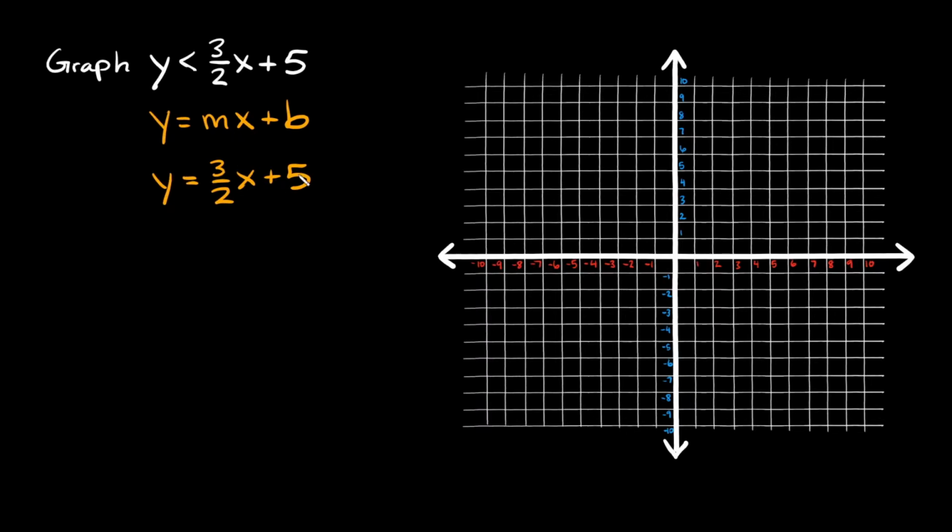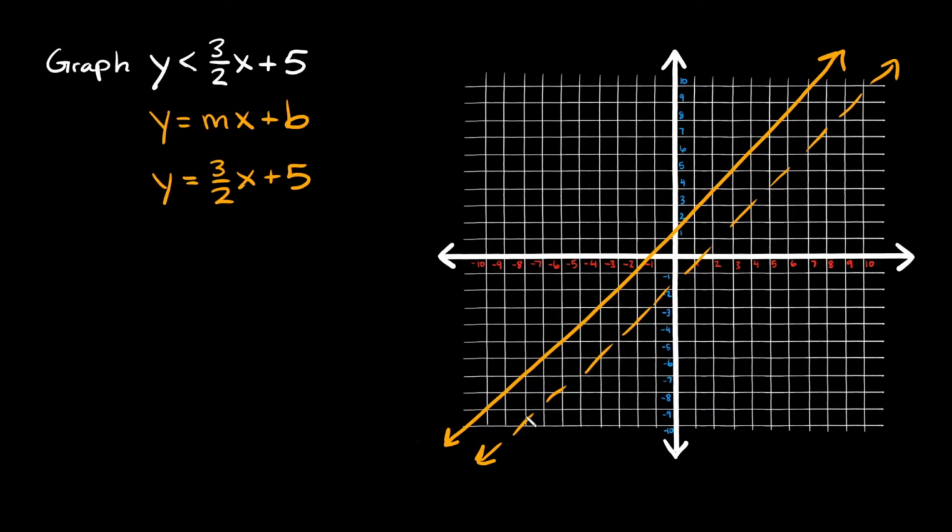Now we're just going to graph this line right here. But when you graph inequalities, there's basically two types of lines that you can have. You can either have a solid line like that, just a regular line, or you could have a dashed line like that.